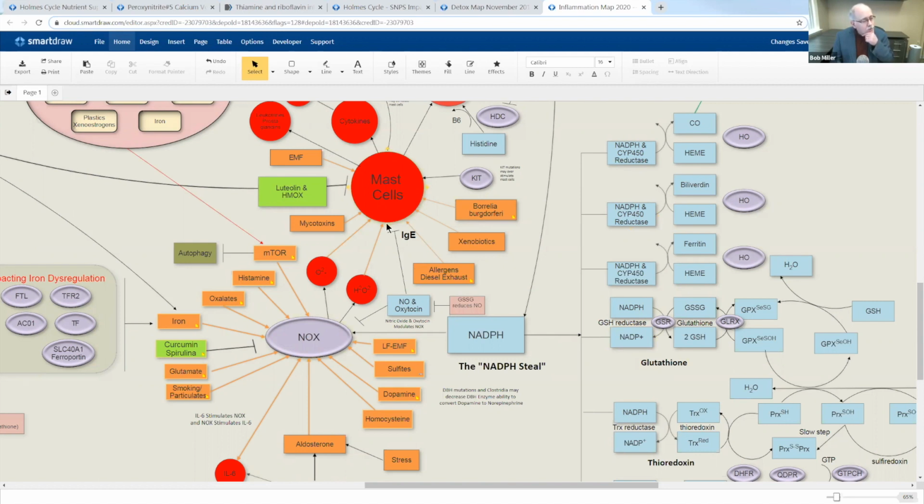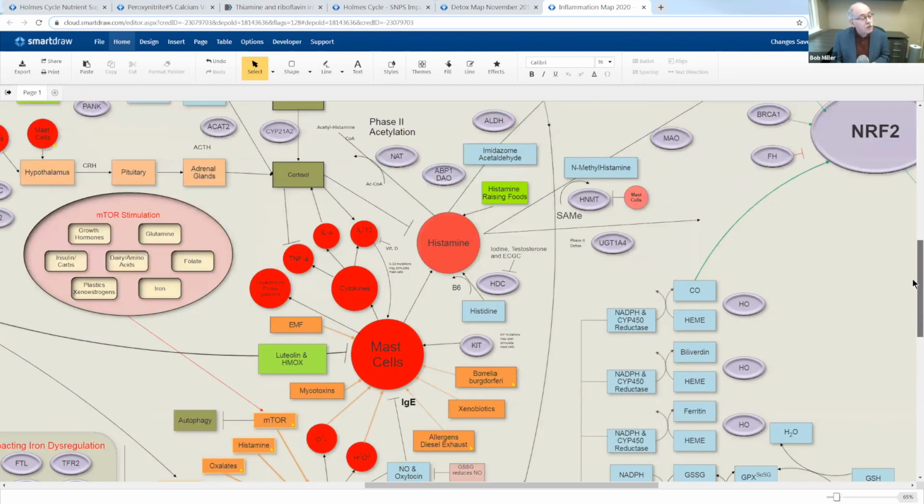So we go in for the kill, and then ideally we go back to homeostasis, and the antioxidants start doing their job. But if you look at this chart here, you'll see that EMF, sulfites, dopamine, homocysteine, something called aldosterone, air pollution, and I'm hearing from so many of my clients in California who are struggling from the air pollution, glutamate, the iron, something called oxalates, high histamine, and upregulated mTOR all stimulate this excessively. So we make superoxide, we make hydrogen peroxide, we make mast cells, we make cytokines, and we make histamine.